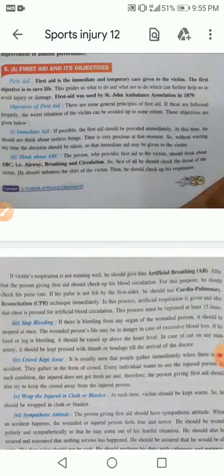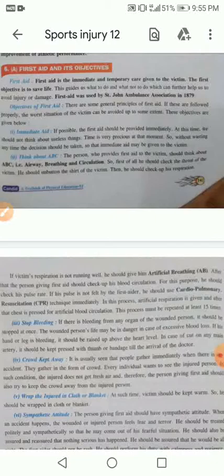Unbutton his shirt, and check the breathing of the patient. We should check his respiration. If the victim's respiration is not running, then give artificial breathing. After that, the person giving the first aid should check his blood circulation.